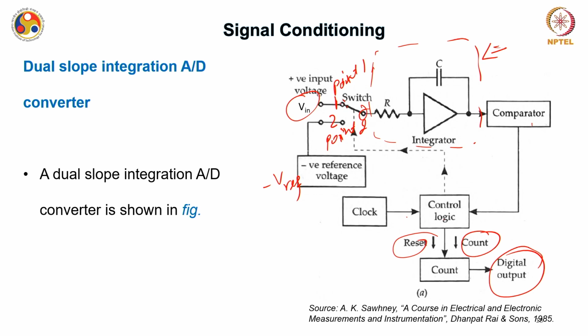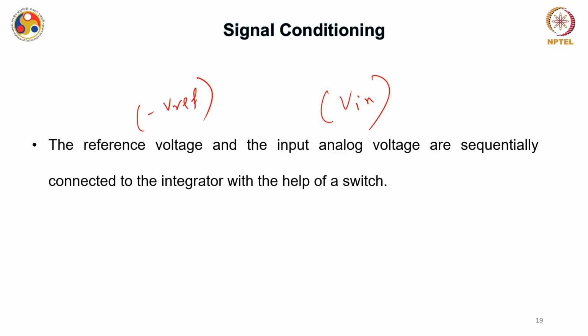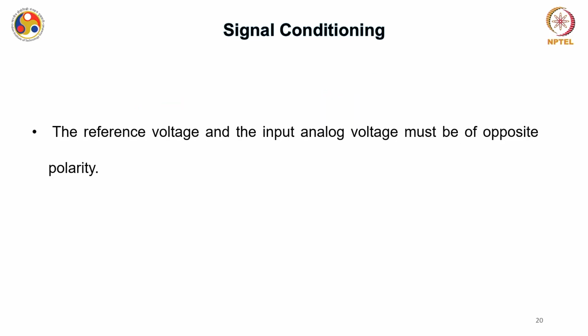This switch can move from point 1 to point 2, but please note that at one time either the input voltage is connected or the reference voltage is connected. Both cannot be connected at the same time. So the reference voltage and the input analog voltage are sequentially connected to the integrator with the help of the switch. The reference voltage and the input analog voltage, please note, have to be of opposite polarity.